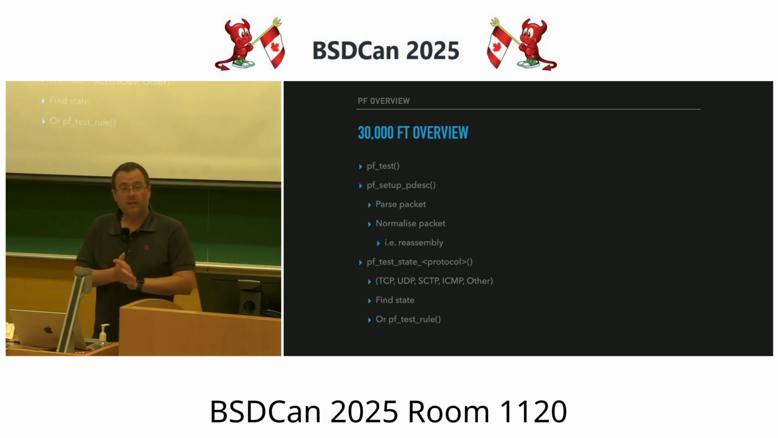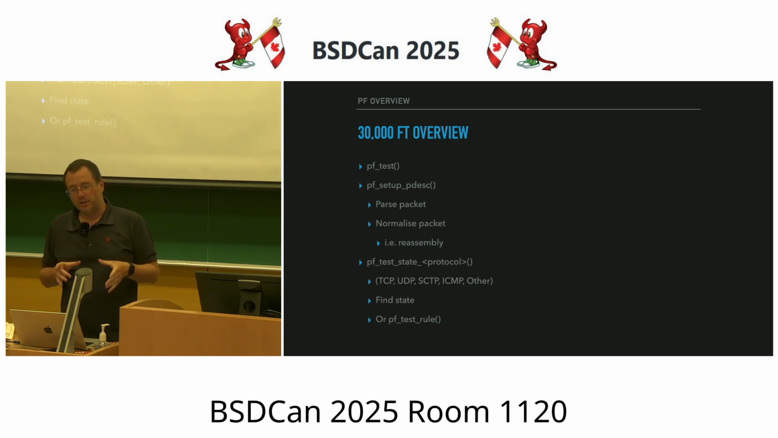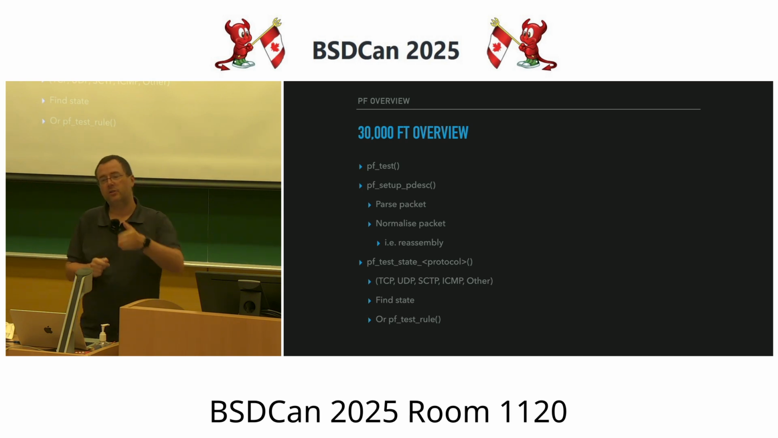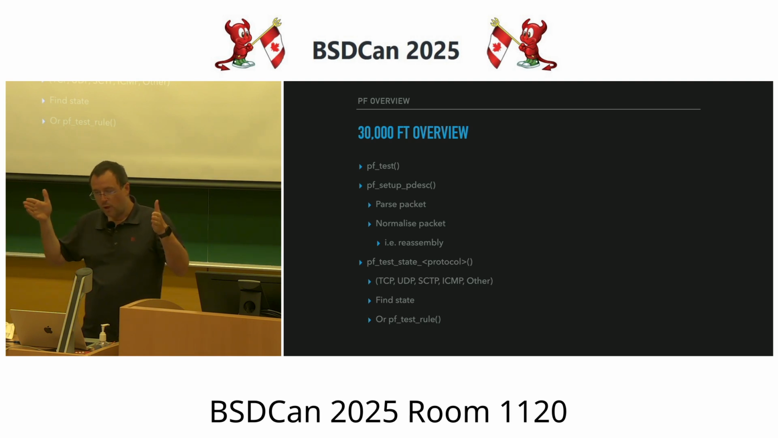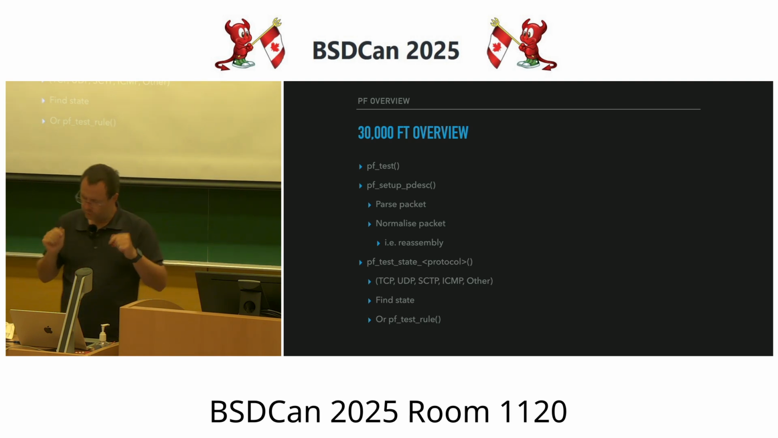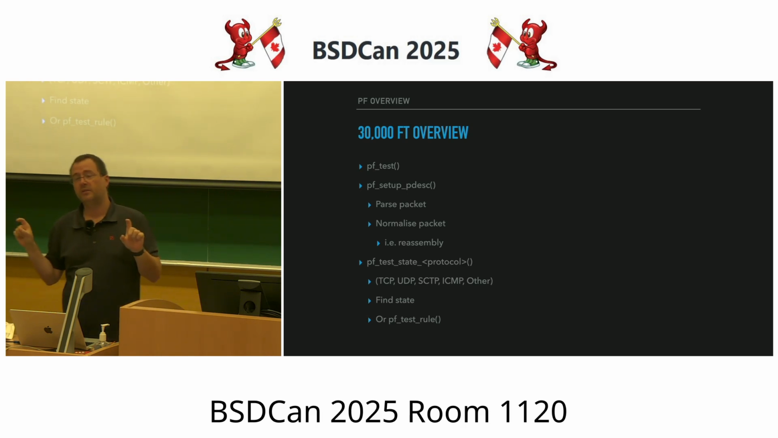We also do packet normalization. That's PF speak for let's make this packet look the way we want it to look. The biggest operation there is reassembly, where if we have a fragmented packet, we wait until we have all of the fragments, and we turn it back into the packet it was before fragmentation so that we can look at the full packet.